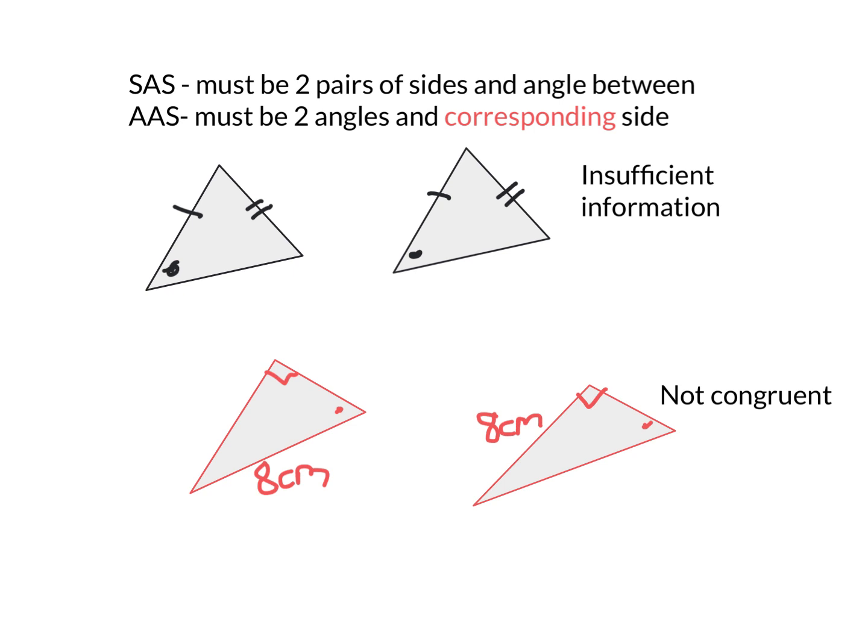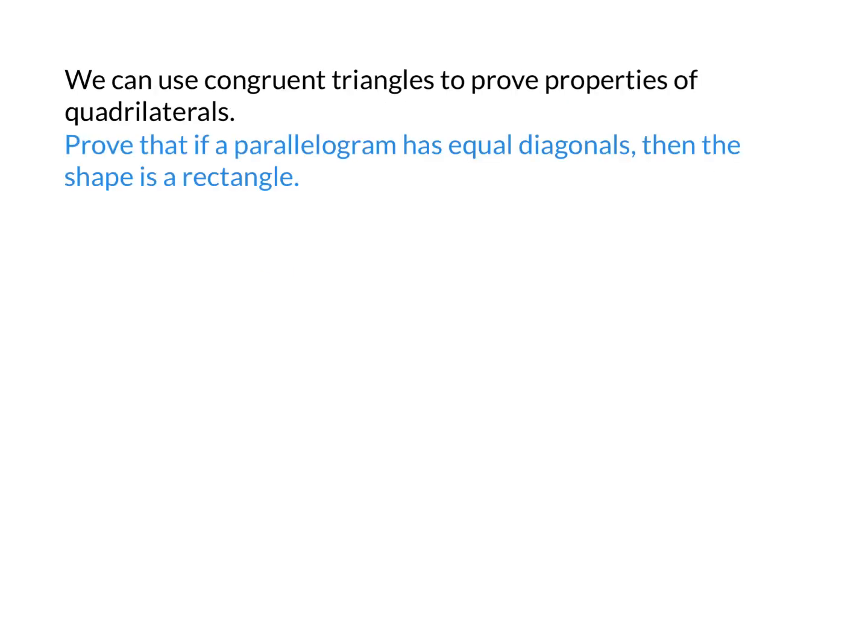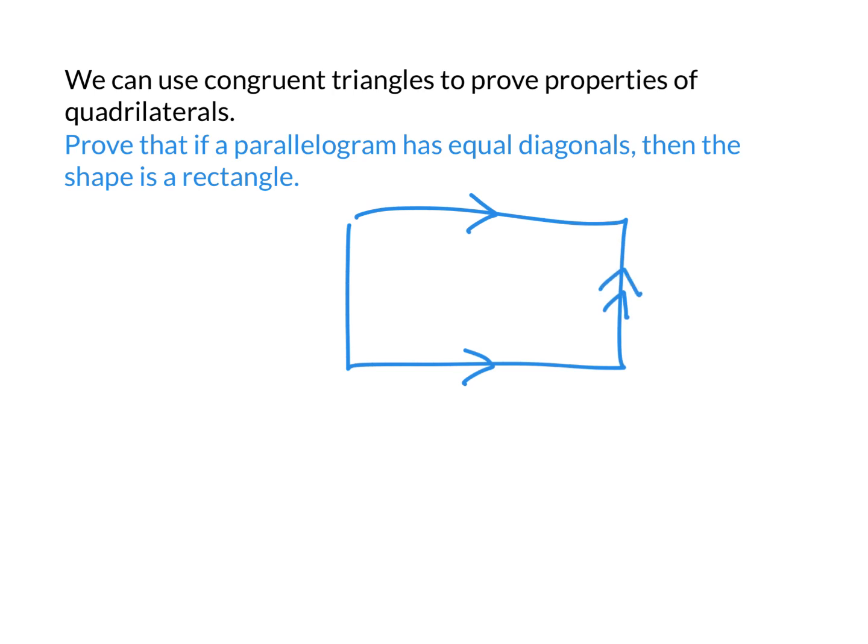All right, let's now look at using congruent triangles in quadrilaterals. So we're going to attempt this question here. Prove that if a parallelogram has equal diagonals, then the shape is a rectangle. So we would be absolutely mad if we didn't draw a diagram. So here what I'm going to do is draw this shape, and it is a parallelogram. That means it has two pairs of parallel sides.